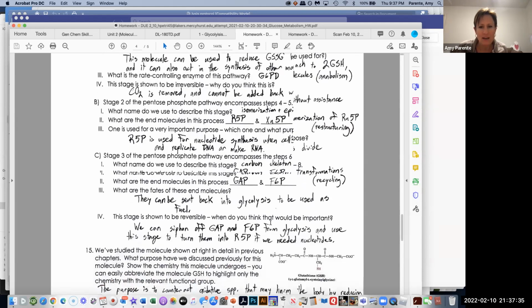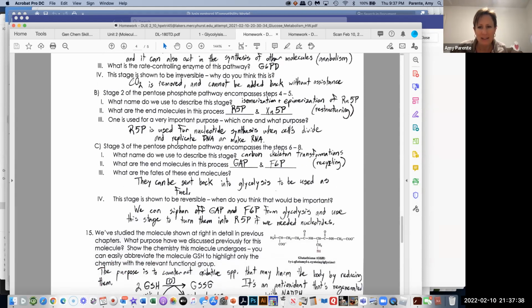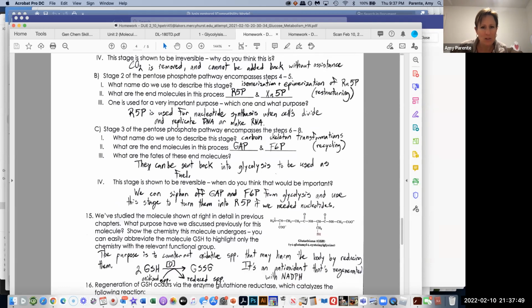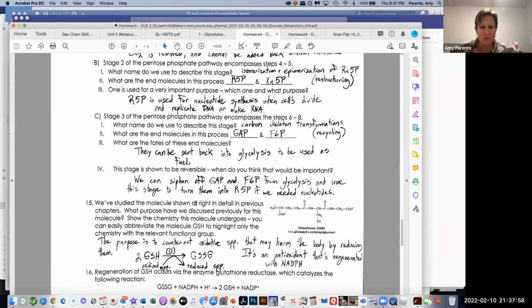Stage 3 is steps 6 through 8. We call that recycling. Those are the words that he has more here than you need to know. I just want you to know that that stage is recycling. The end molecules are GAP and F6P. What are the fates of these end molecules? They can be sent back into glycolysis to be used as fuel. Absolutely. This stage is shown to be reversible. Why do you think that was important? So that we can siphon off GAP and F6P from glycolysis and then use this stage to turn them into ribose 5-phosphate if we need nucleotides. So if I don't need NADPH, I just need some ribose, I can just siphon up from the bottom to do that.